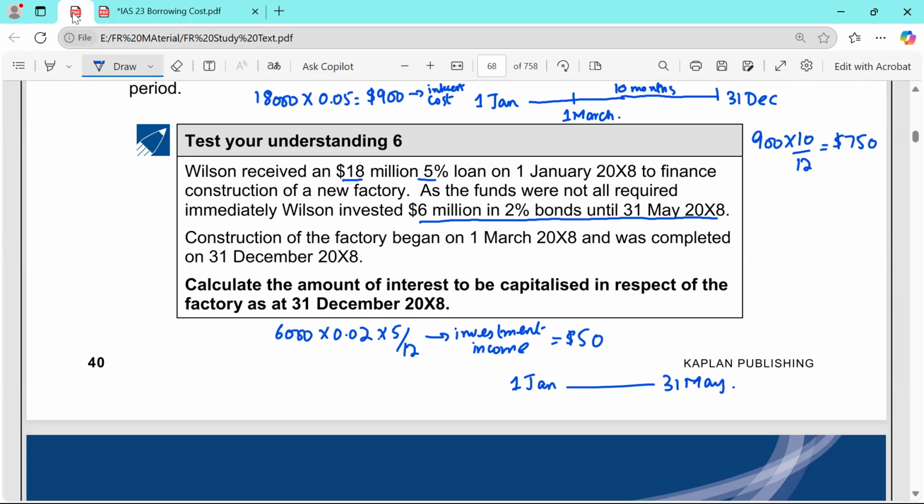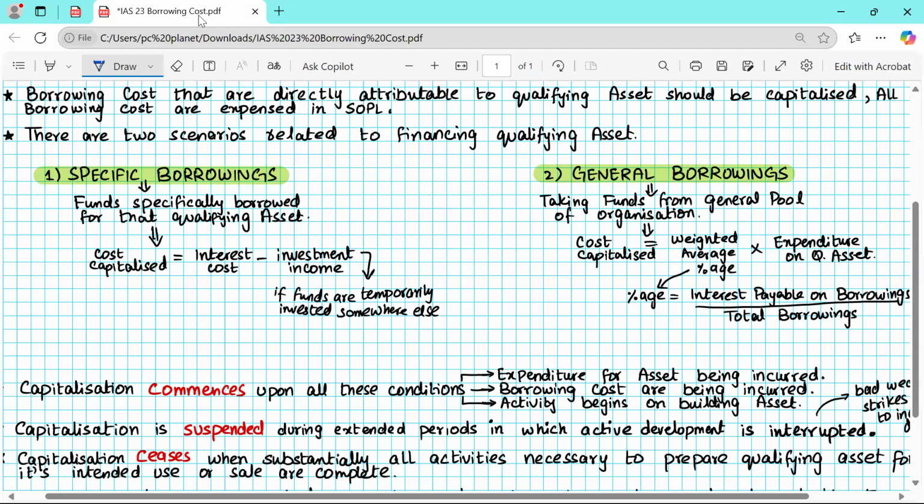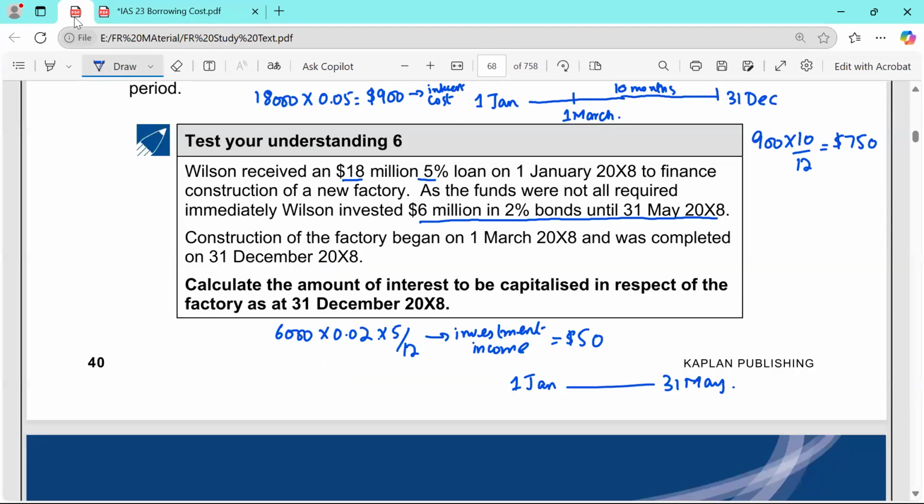But now you temporarily invested funds somewhere else, and we just talked about this, that if you are temporarily investing funds somewhere else, the investment income that you generate and which only corresponds with the construction period, you have to deduct that while calculating the cost capitalized. Now, 50 was the investment income. How much of that corresponds to the construction period?